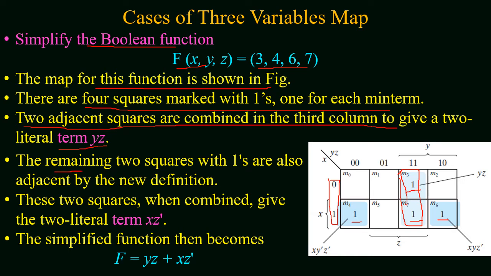Now the remaining two squares with minterms are also adjacent by the new definition. So these two squares will be combined to give a two literal term x dot z prime. So the simplified function will become y dot z plus x dot z prime.